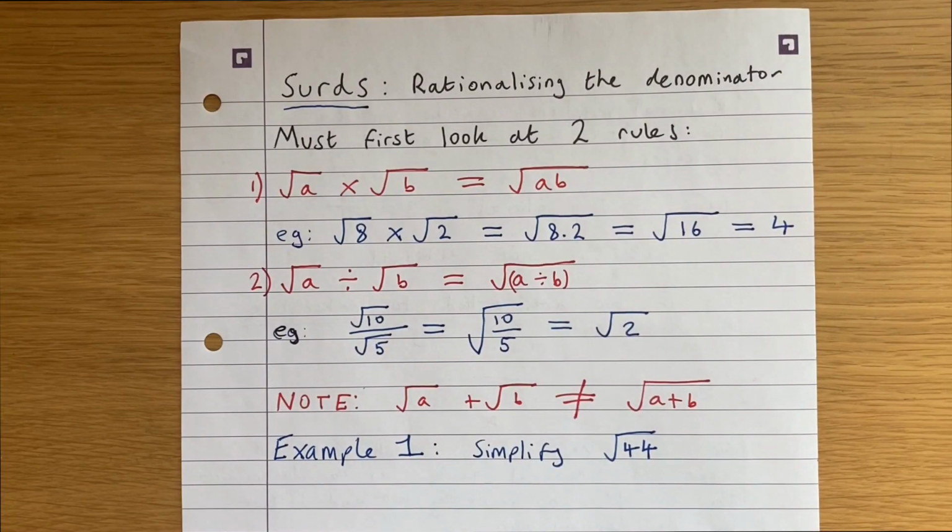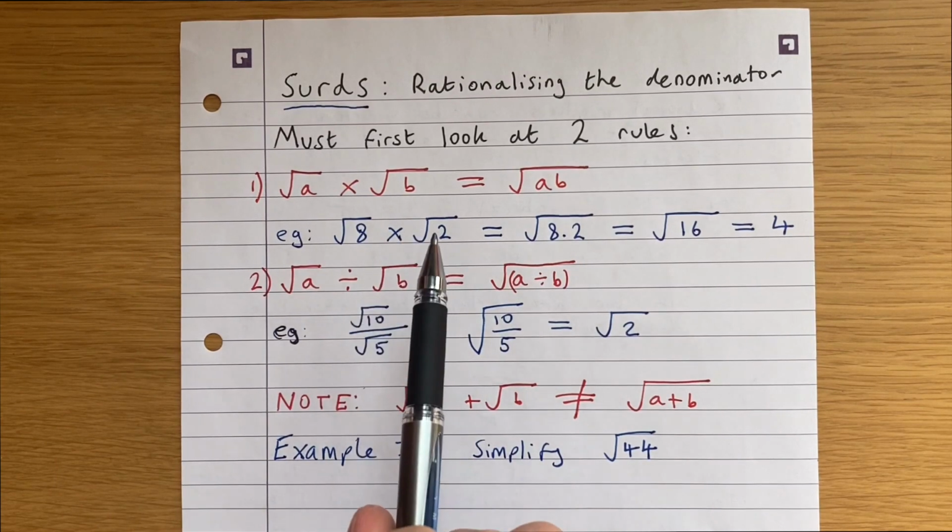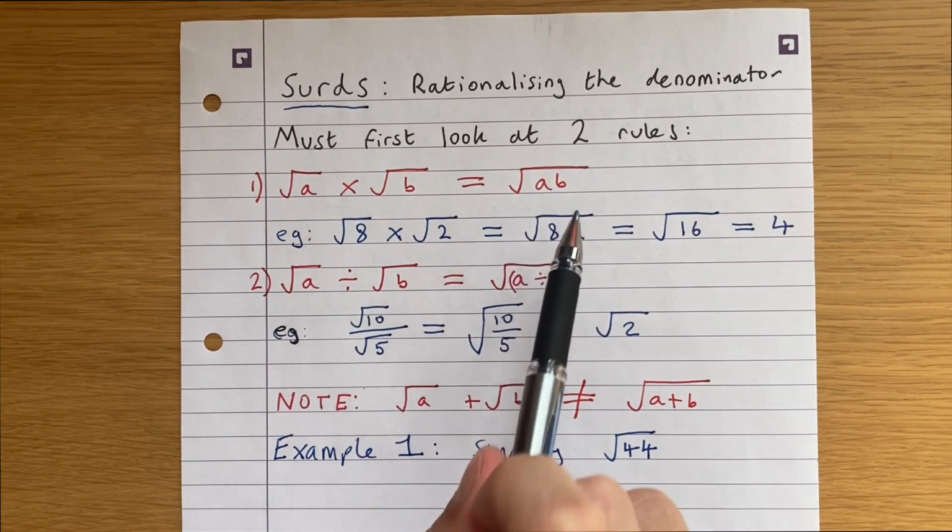So before we talk about rationalising the denominator, we've just got to quickly look at surds and what they are. Well, all a surd is, is an expression that includes a square root or a cube root or some other type of root. So let's have a look at two rules involving surds that are going to be useful when we're rationalising the denominator. The first one is that the square root of a multiplied by the square root of b is equal to the square root of a times b.